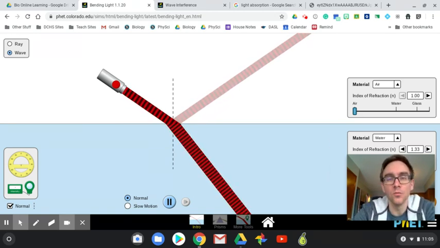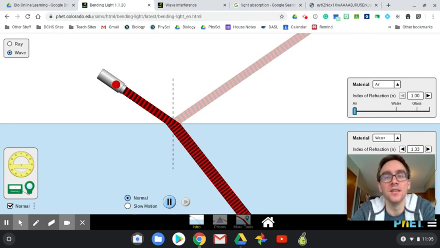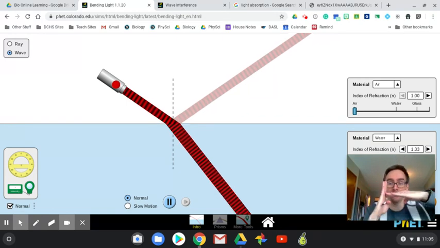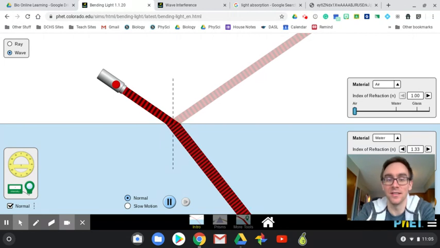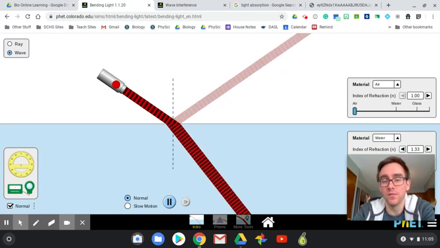In science, the word normal references an invisible line that is perpendicular, at a right angle, to a surface. So this is an imaginary line that is at a right angle to the surface. And the angle between the starting ray, the incident wave, and the normal is always going to be equal to the reflected angle, which is between the normal and the reflected wave. Those are always going to be equal. So that's what happens when waves bounce off.